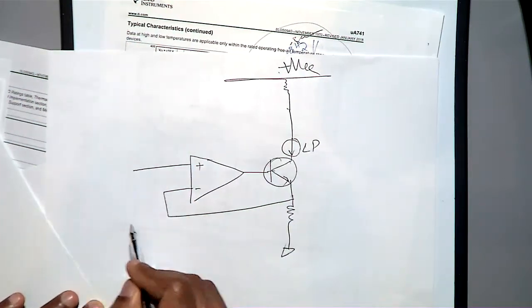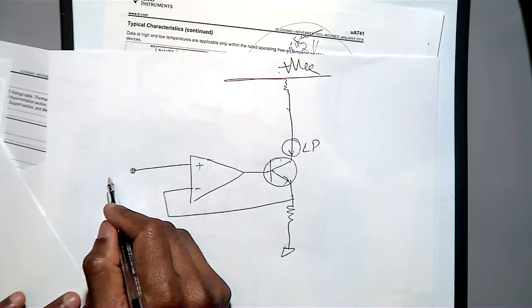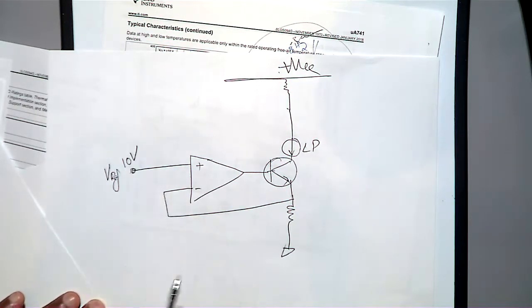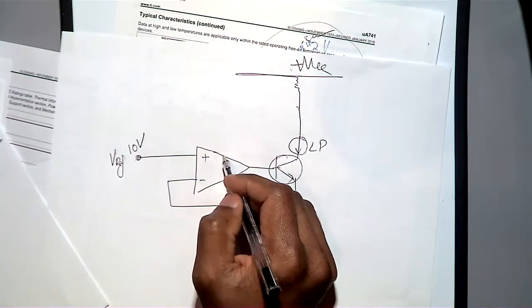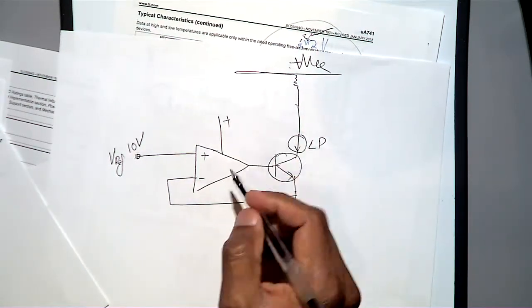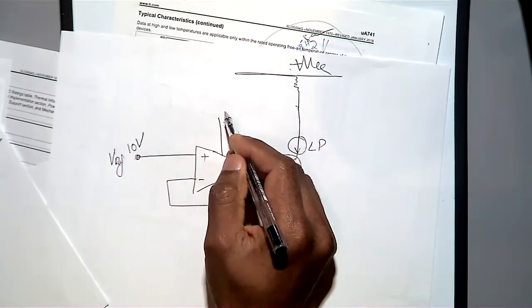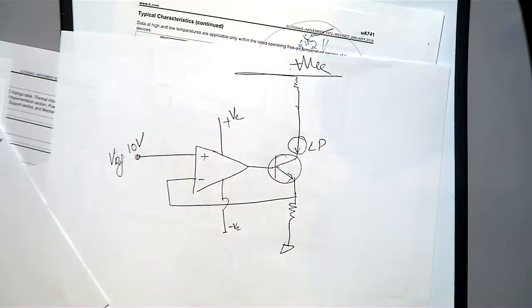From here I am going to connect to a V reference because this voltage should not be changing. Maybe that is equal to 10 volt. And then this is a power supply for the op amp, positive, and then this is maybe negative supply, and this is a positive supply. So this is also a current source.